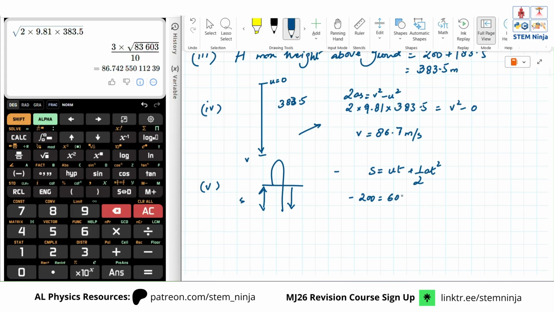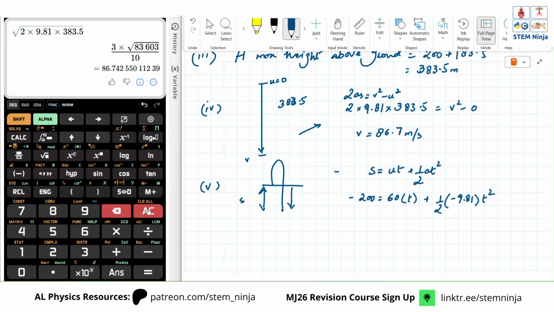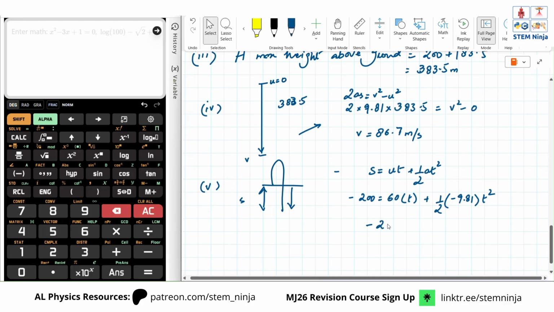Ut 60 times t plus half, upward motion positive. So this is going to be minus 9.81 t squared. As you can see, this has become a quadratic equation. So, minus 200. What we can do is multiply both sides by 2.